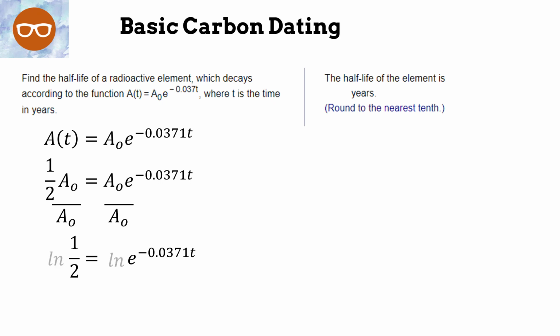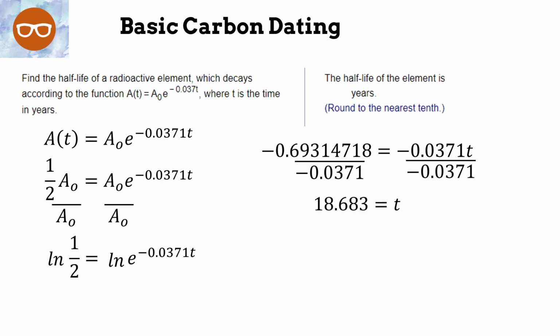We have e, so we need to take the natural log of both sides to solve. The natural log of 1/2 is negative 0.693147118, and that equals negative 0.037t, because natural log and e cancel. Next we divide, and we end up with t is 18.683. Round to the nearest tenths, and we end up with 18.7 years.